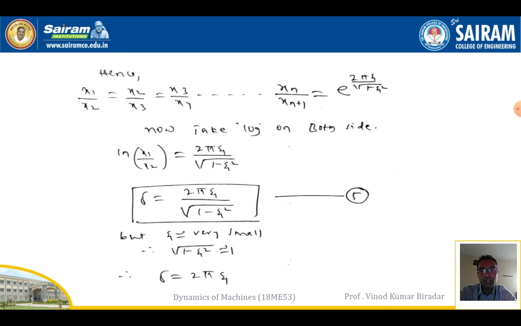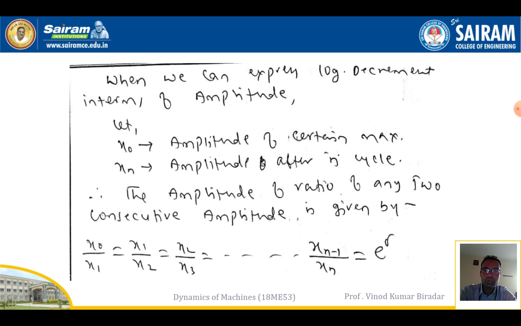So to derive that, we go one more step. We can express the logarithmic decrement in terms of amplitude. Let us assume x0 is the amplitude at a certain maximum time and xn is the amplitude after n cycles. Therefore the ratio of any two successive, consecutive amplitudes is given by x0 by x1, x1 by x2, x2 by x3, up to xn minus 1 divided by xn, is equal to e to the power of delta.